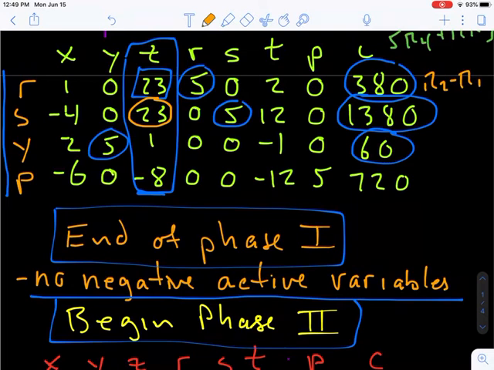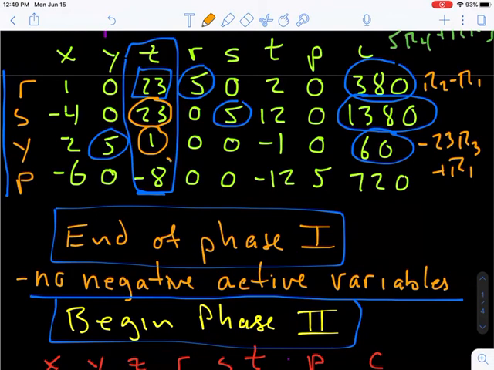To get rid of this 1, I'd need to multiply it by a negative 23, so I could take negative 23 row 3 plus row 1. Yeah, that would work. Negative 23 times the 1 would be negative 23, plus my pivot 23 would be 0.